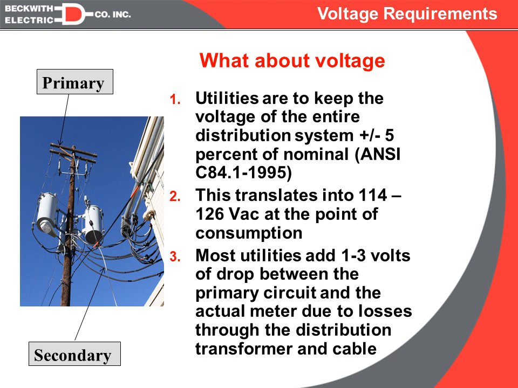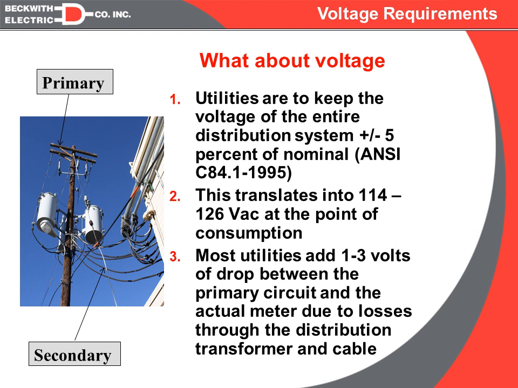Now, that is an ANSI standard. Certain states will dictate even further. For instance, in California, you have to maintain the voltage between 114 and 120. And I know in Connecticut, it must be maintained between 114 and 123 and a half.